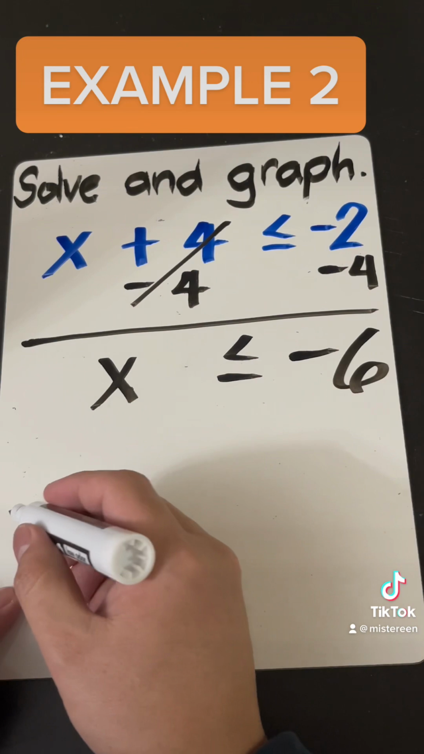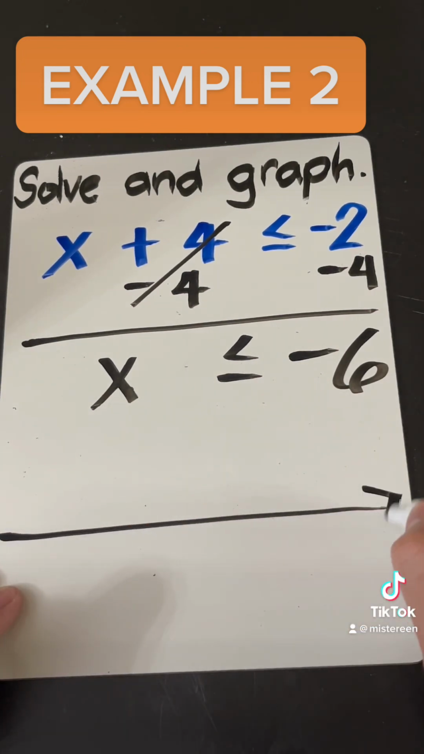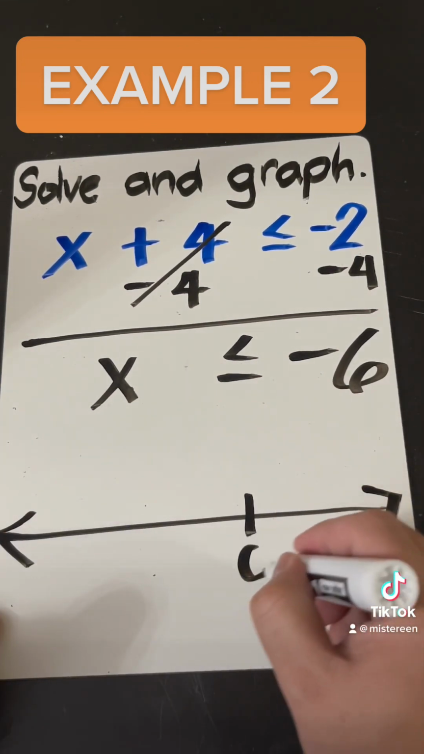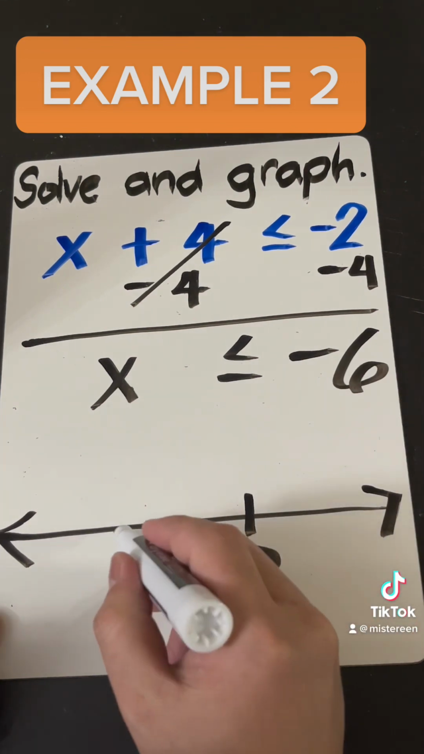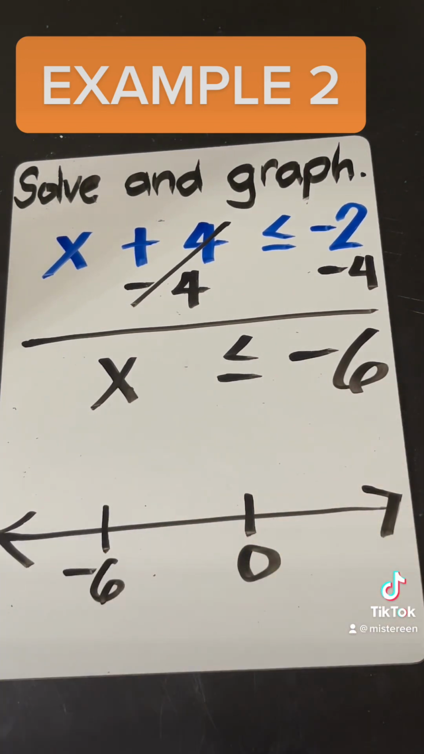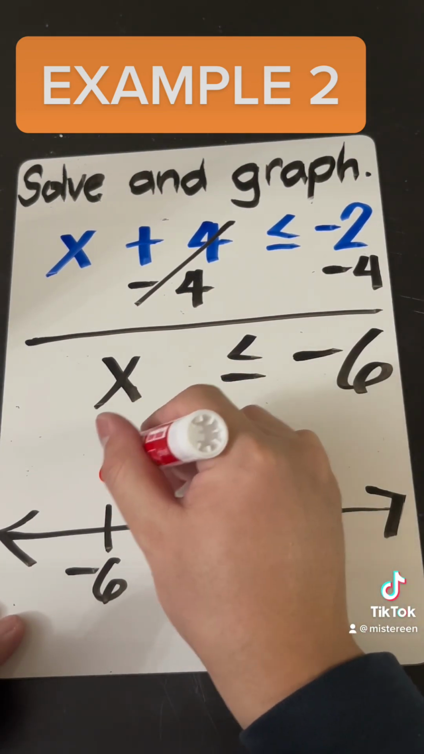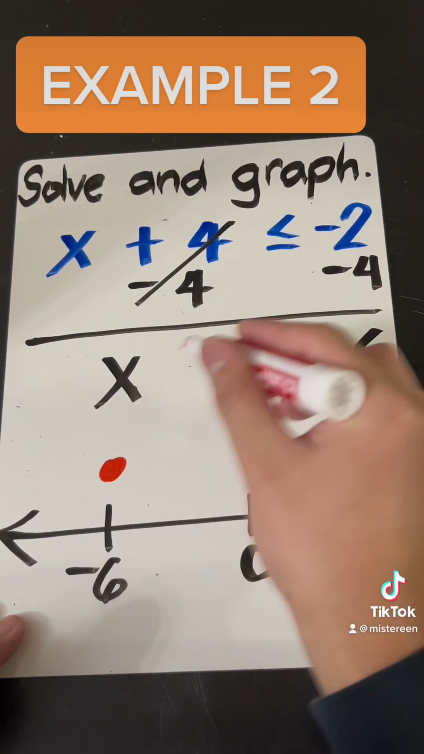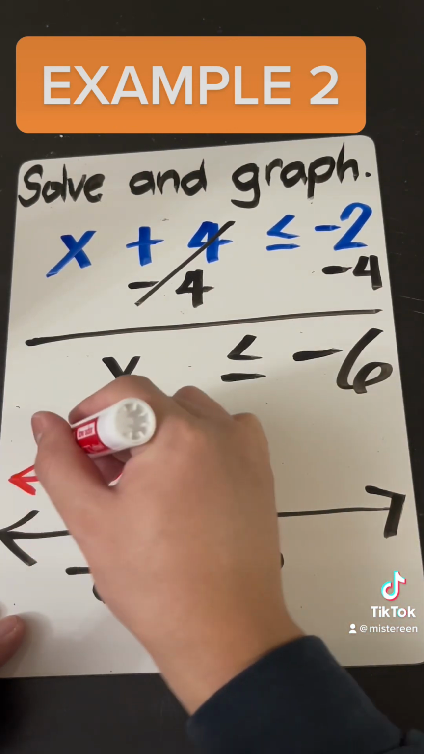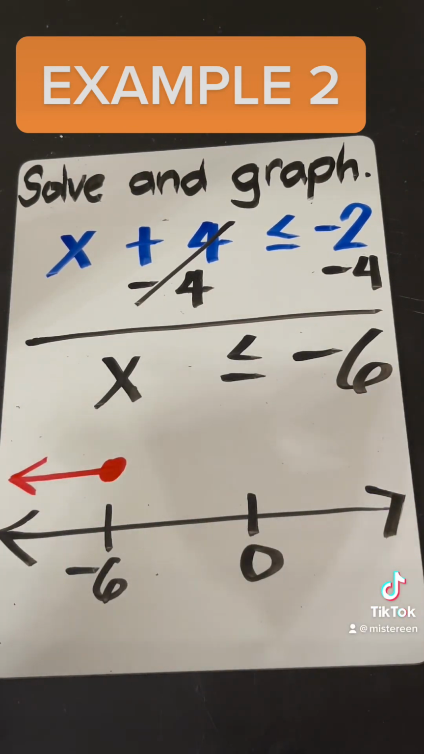Now we make the graph. We draw the number line again, and then we plot the 0. We look for negative 6. Let's say negative 6 is somewhere here. With this symbol, less than or equal to, it means a closed circle at negative 6. And since it's pointing to the left, we make a ray to the left. Everything that's less than is to the left. So that's your answer and graph.